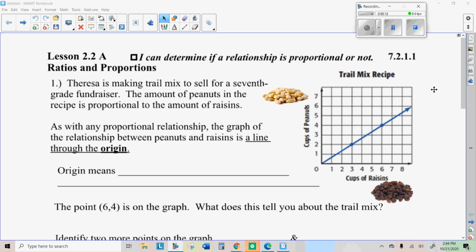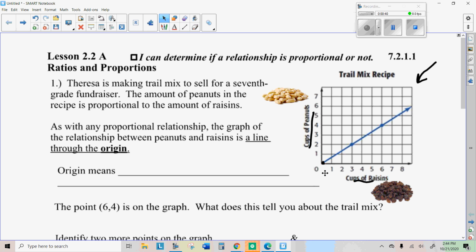Ratios and proportions. We've kind of been leading up to this in our previous work, but we're going to continue that now. So if you graph a proportional relationship, you will see a graph like this one here. You'll see a straight line that starts at 0, 0. And that's because whatever you're mixing, like if you're mixing peanuts and raisins and you have 0 mix, you're going to have 0 of both.